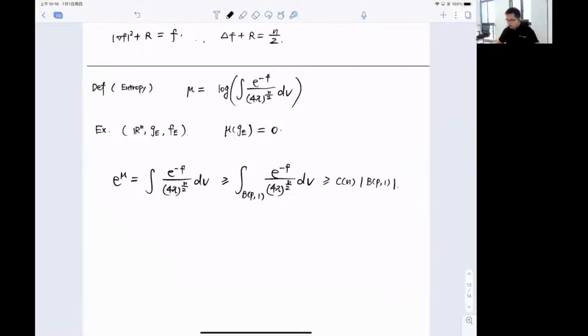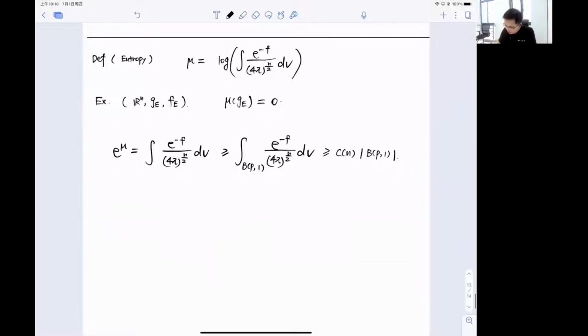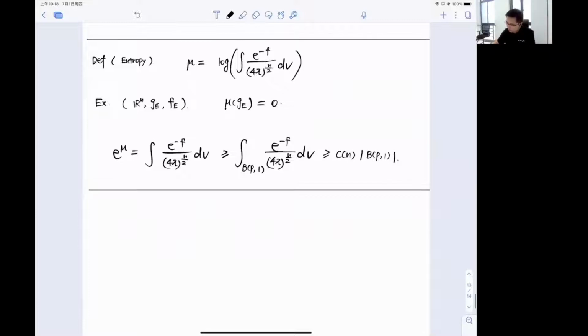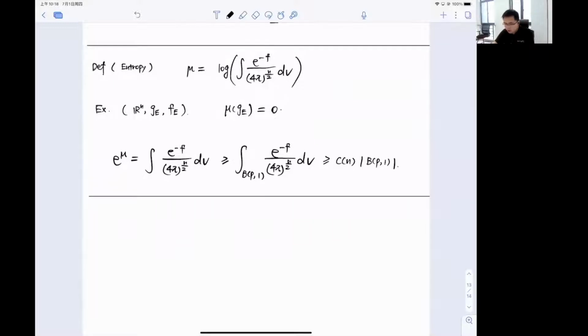Now, how can we understand the entropy defined in this way and how to relate it to the entropy introduced by Perelman in compact manifolds? First of all, we recall that by this definition of mu, we can define a probability measure. So now we can define a measure dm, which is e to the negative f minus mu over (4 pi) to the power n over 2 dV. So of course, this is a probability measure.